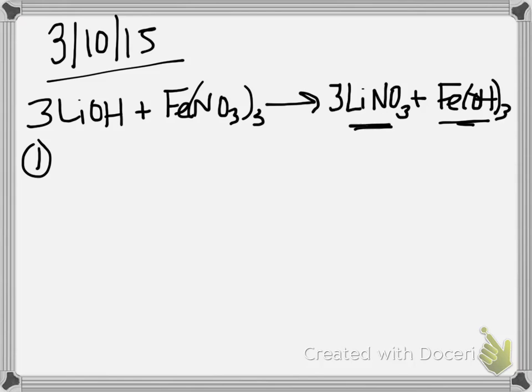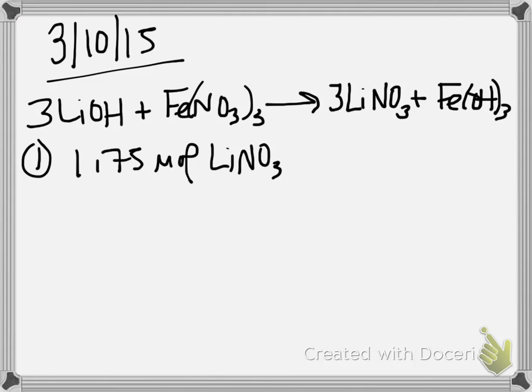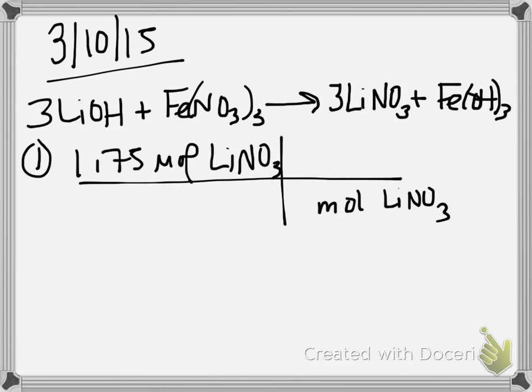That stuff. Remember that you can do a mole ratio between any two things in a chemical equation. Any two things. So we're doing the same thing here we've always done. Start with our given, 1.75 moles lithium nitrate. And we know that we need moles of lithium nitrate on the bottom to cancel. What we want to end up in is moles of iron hydroxide. And we know that it's 3:1.